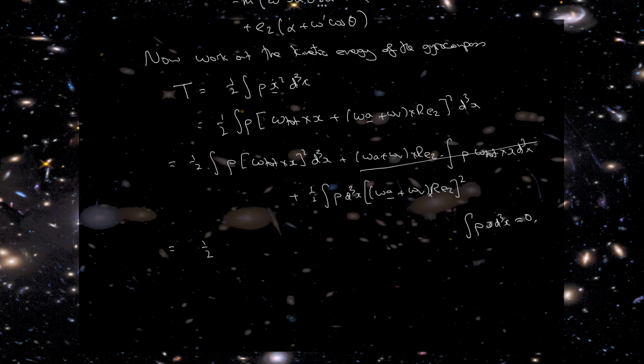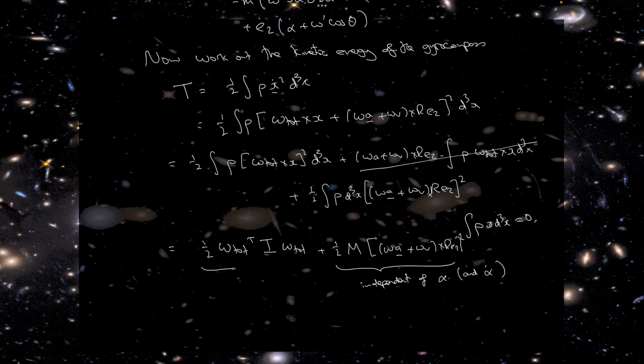This term vanishes because the integral of rho x d3x is 0. That's equal to a half omega total transpose I, where I is the inertia tensor, omega total plus a half m omega a plus omega v cross Rez all squared. And this term is independent of alpha and alpha dot. This term we'll call T rot.